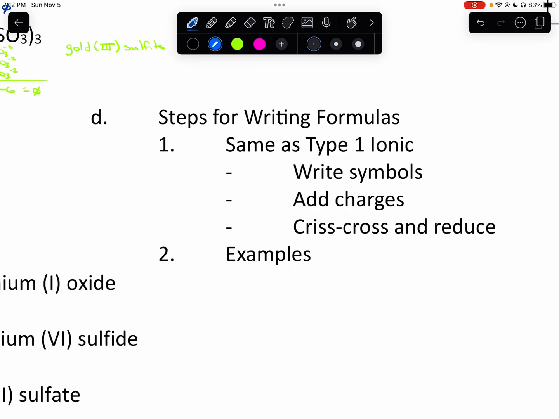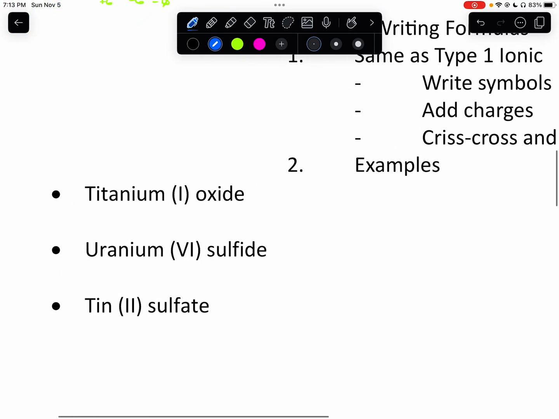We are going to talk about steps for writing formulas. This is the exact same thing as type 1. The only thing is now we have the charges of our cation given to us from the name. So we're going to write our symbols, add charges, crisscross and reduce. Super simple stuff, just like we did in type 1.